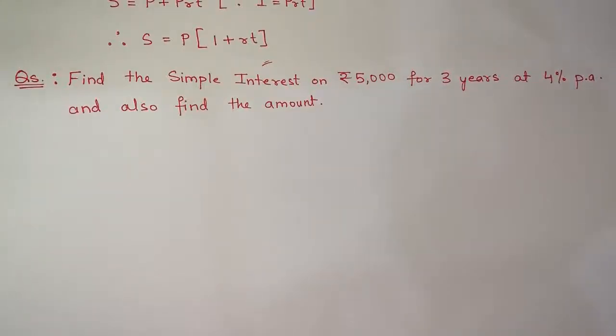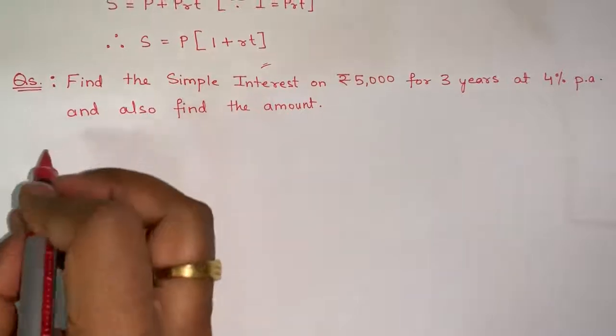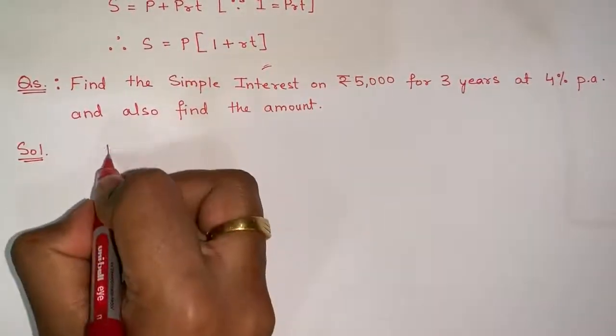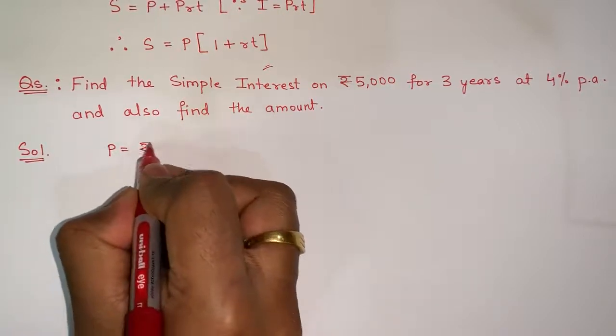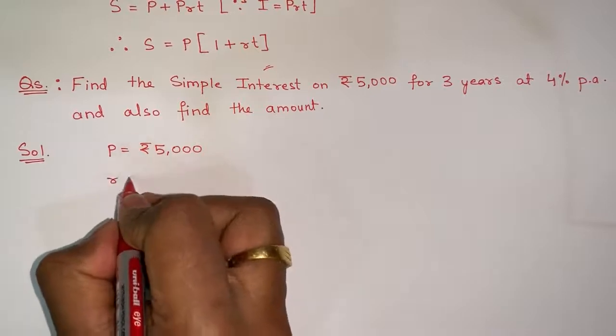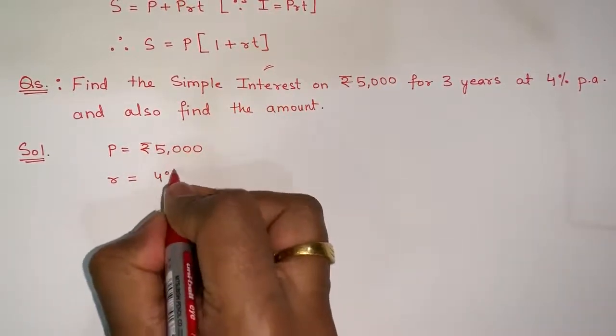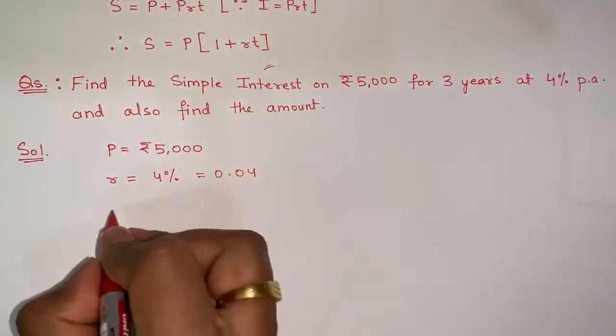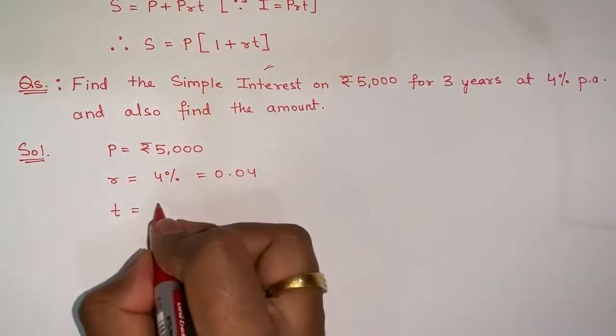So for the clear understanding, let's solve it by an example. Now here we need to find the simple interest on rupees 5,000 for 3 years at the rate of 4% per annum. So let's solve it. So principal here is rupees 5,000. Rate of interest is 4% per annum, which is equals to 0.04. Time is equals to 3 years.